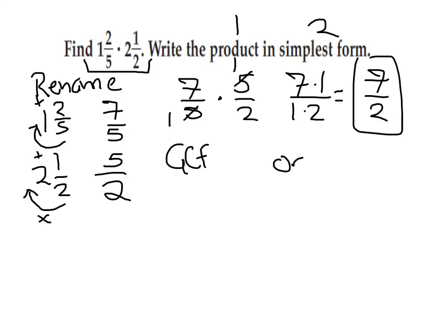Or, if you're asked to, you can change it back into a mixed number. And we could say to ourselves, 2 could go into 7 3 times. That gives us 6. 7 minus 6 is 1. And that's our second answer. We prefer to keep them in mixed numbers, but both answers are okay.